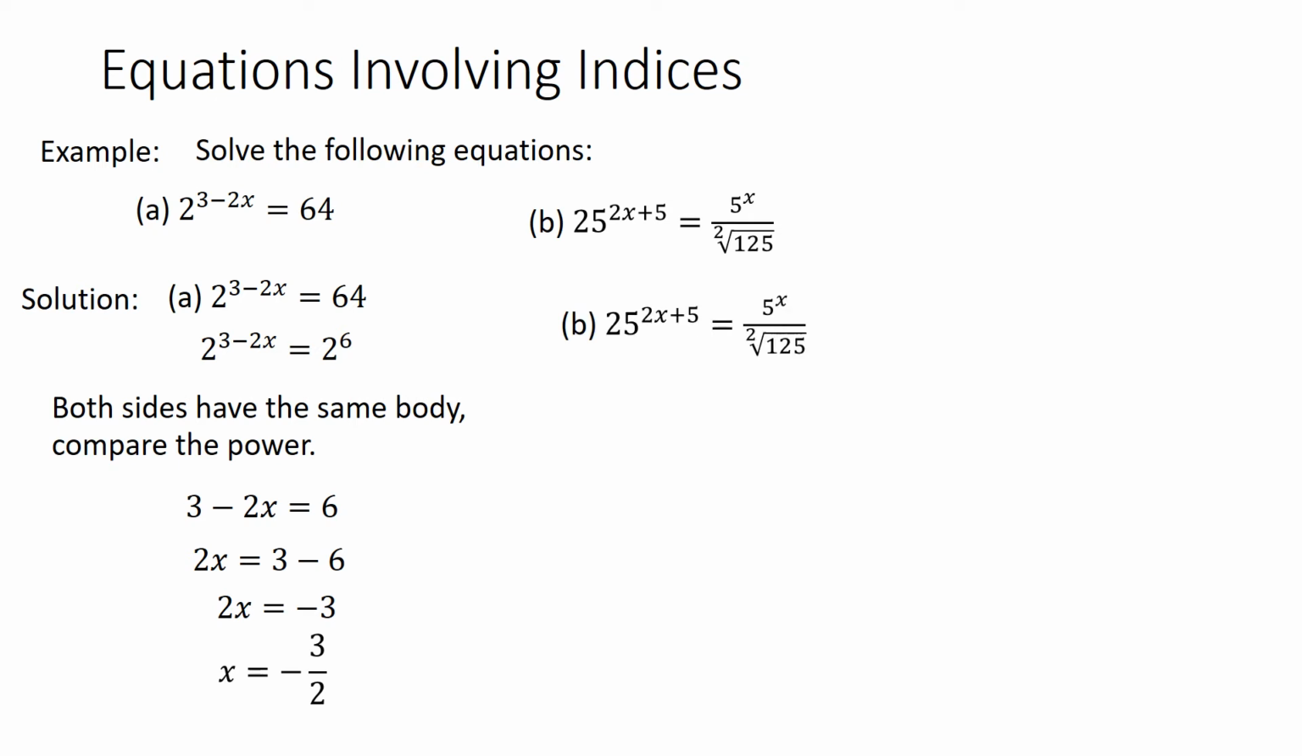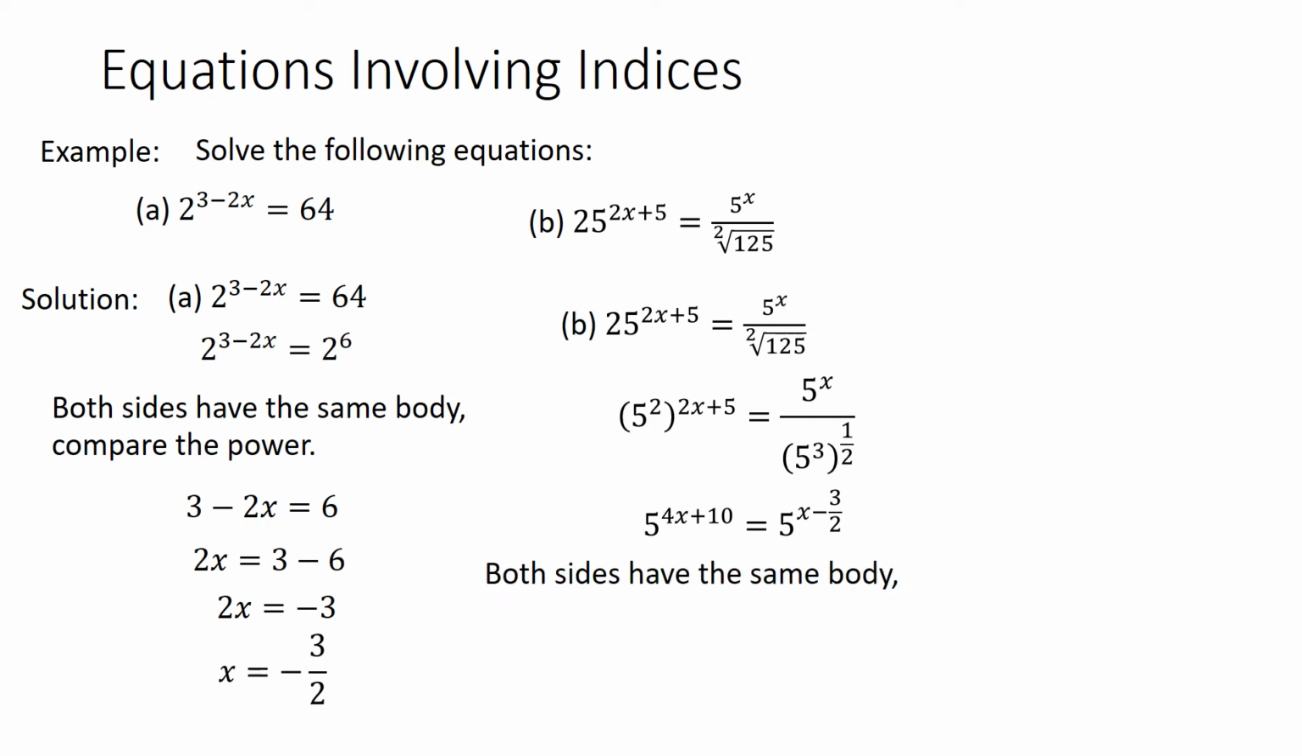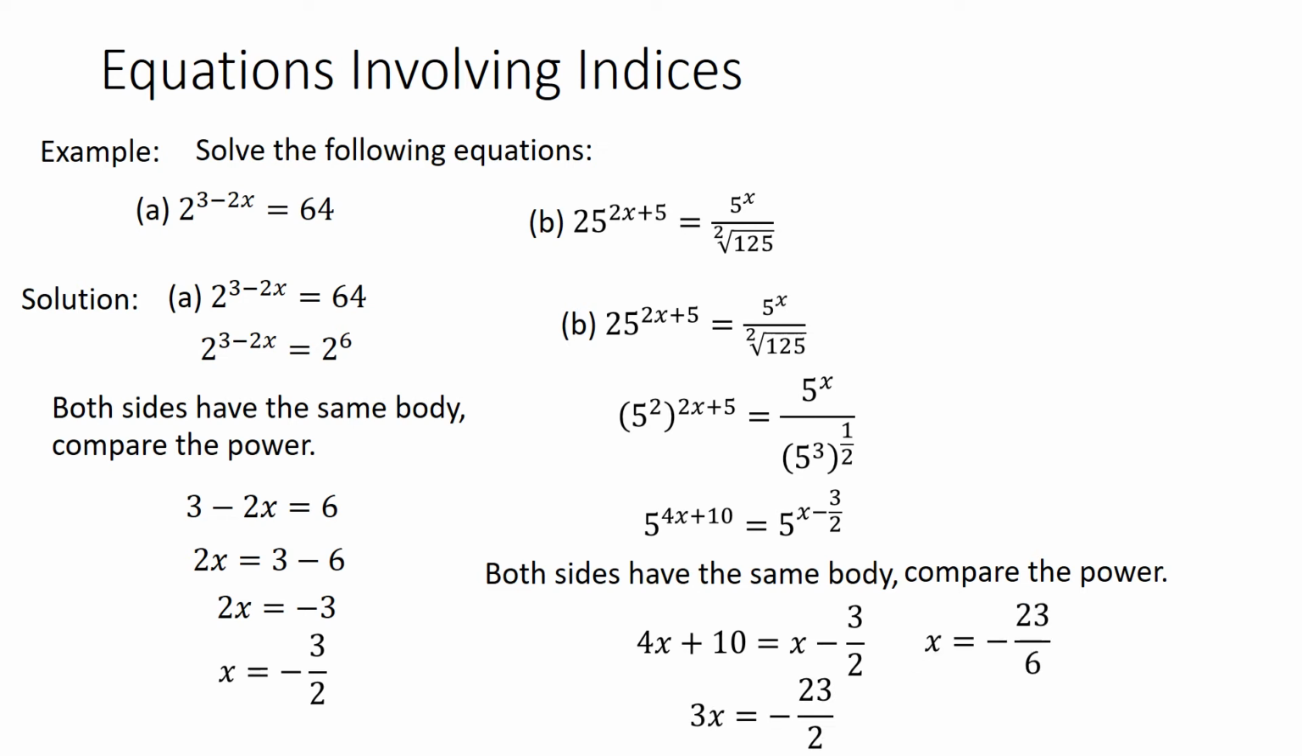For B, 25 to the power 2x plus 5 equals 5 to the power x over 125. We can rearrange the equation becomes 5 squared to the power 2x plus 5 equals 5 to the power x over 5 cubed to the power half. And rewrite the equation, we can get both sides have the same base. Then we can compare the power, which is 4x plus 10 equals x minus 3 over 2. We solve this equation and we get x equals negative 23 over 6.